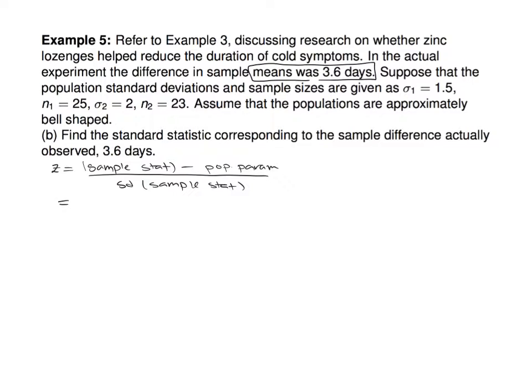So that sample statistic is 3.6. The mean difference is 3.6. The population parameter is 0. All that divided by the standard deviation we found, which was 0.514. This comes out to be 7.01. So what this means is that the mean of 3.6 is 7 standard deviations above the mean. That's kind of far away.